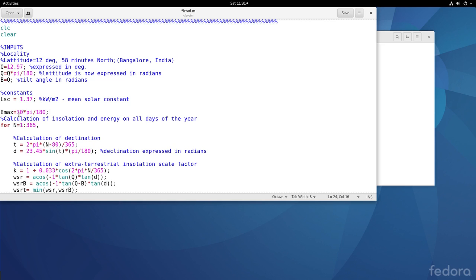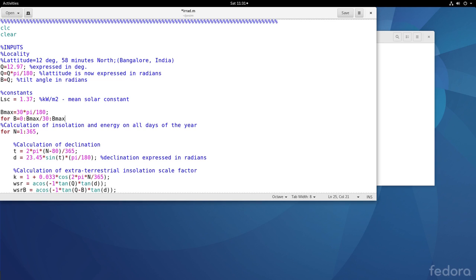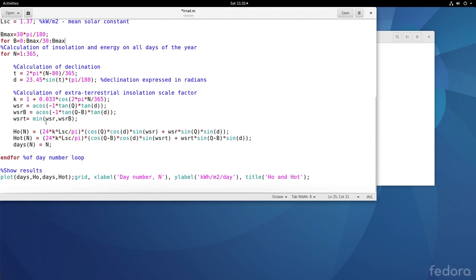So we will introduce one more for loop, an outer for loop, for beta, the tilt angle, which is 0 to beta max, that is 30 degrees in this case. It could be any other value also, and I have done that in steps of beta max by 30, which is 1 degree in this case. So for every 1 degree, 0, 1 degree up to 30 degrees. And let us have the ending of the for loop here. So end of the for loop, end for the tilt angle.